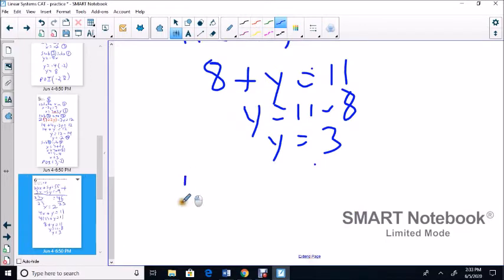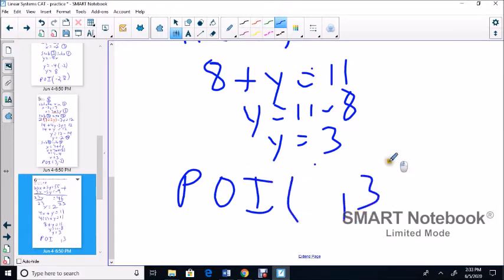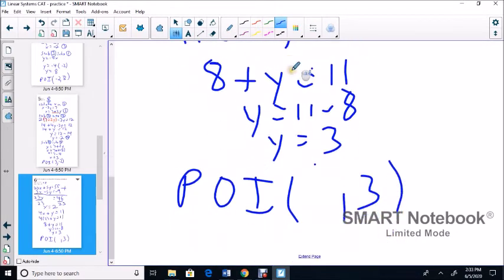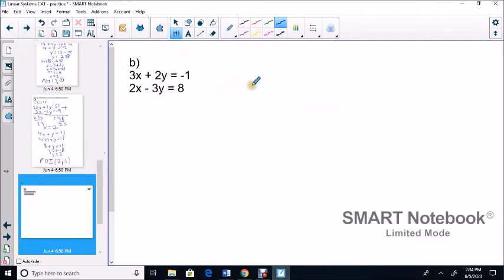Okay, now my POI here is something comma 3. Let's see what the x is. It was 2. So 2 comma 3. Okay, let's do the next one. So now we have this one here.